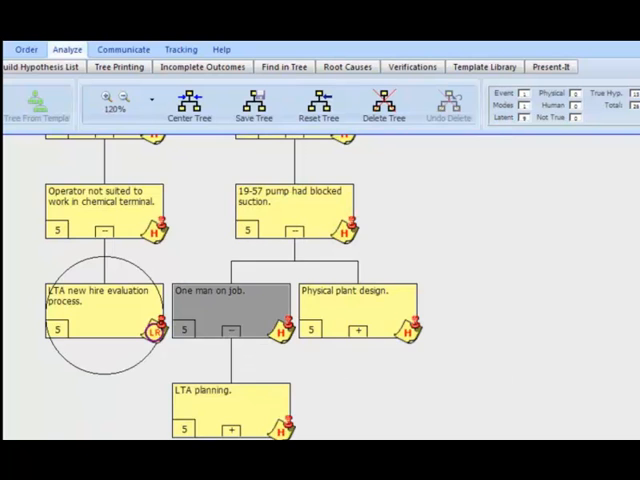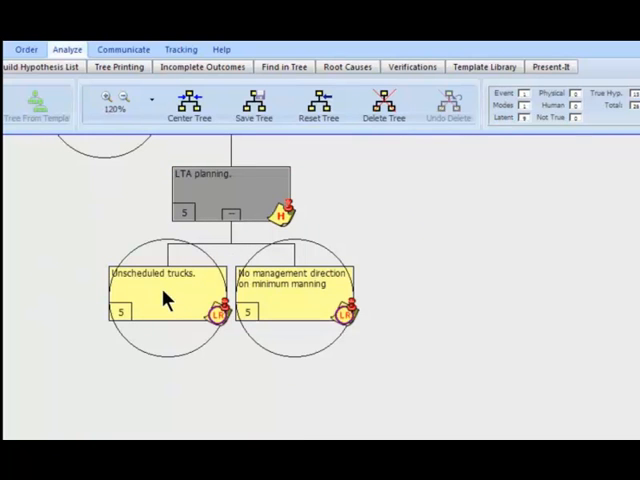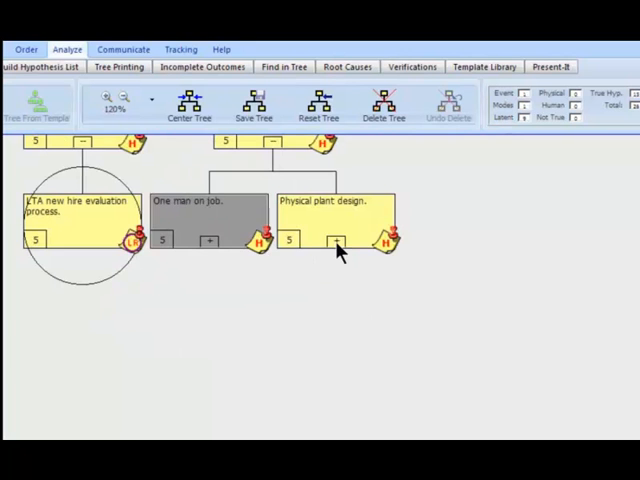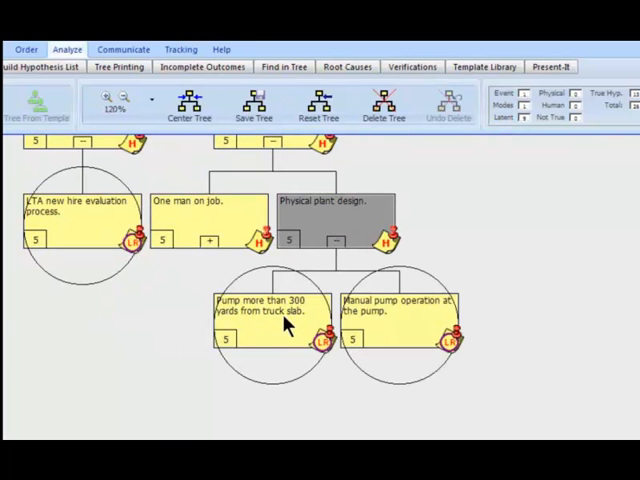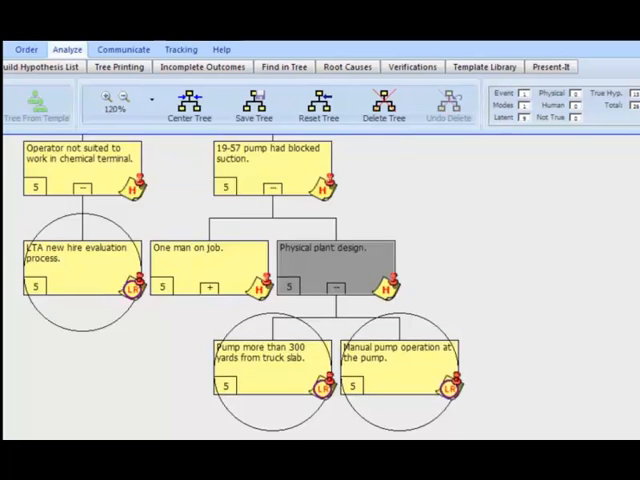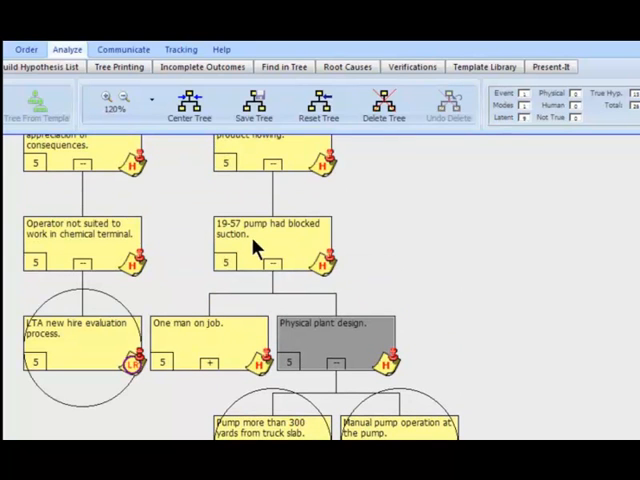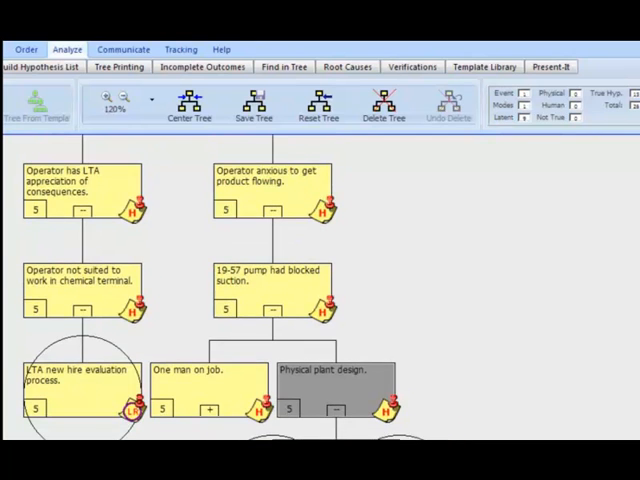They had less than adequate planning due to the unscheduled trucks that had showed up, which put them behind as soon as they put them in the lineup, and there was no management direction on the minimum manning. Physical plant design: the pump was more than 300 yards from the actual truck slab, and we had manual pump operation at the pump. So these two latent root causes or systemic things contributed to an inadequate plant design, which contributed to the fact that the pump had been blocked and we didn't have enough time or manpower to be able to work it or to analyze it.